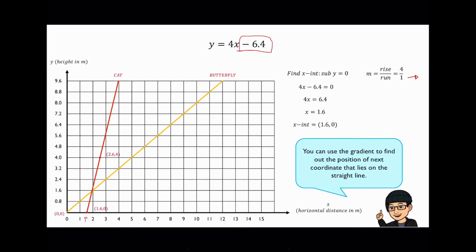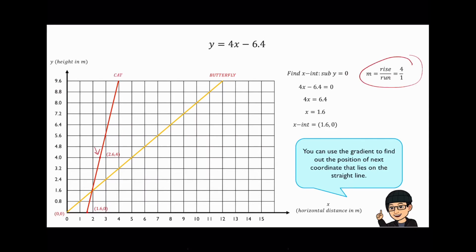Now I do want to add that if you are going to use this method to sketch the motion of the cat, I strongly encourage you to show me what the actual next coordinate is, if you're using the gradient to find the next coordinate along the straight line. Let's move on to the next question.